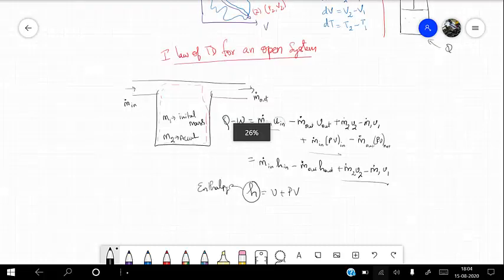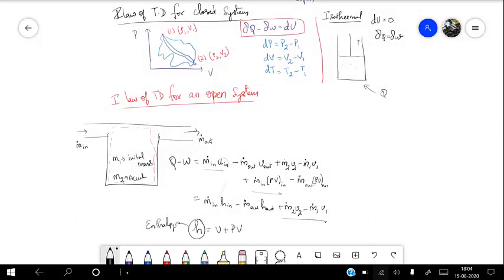I hope the first law of thermodynamics was clear for a closed system and for an open system. The limitations of the first law and how they can be overcome, and a few other things, can be seen soon in another video.